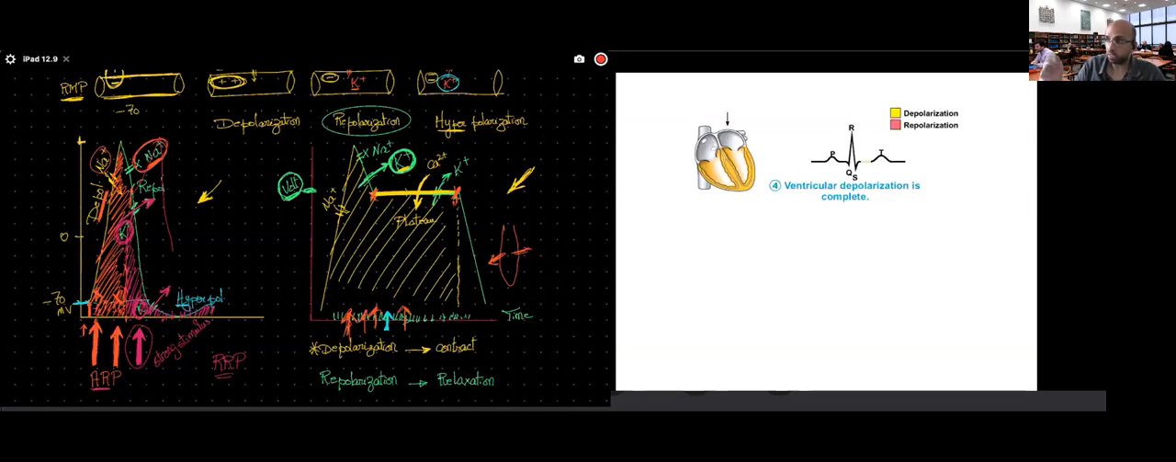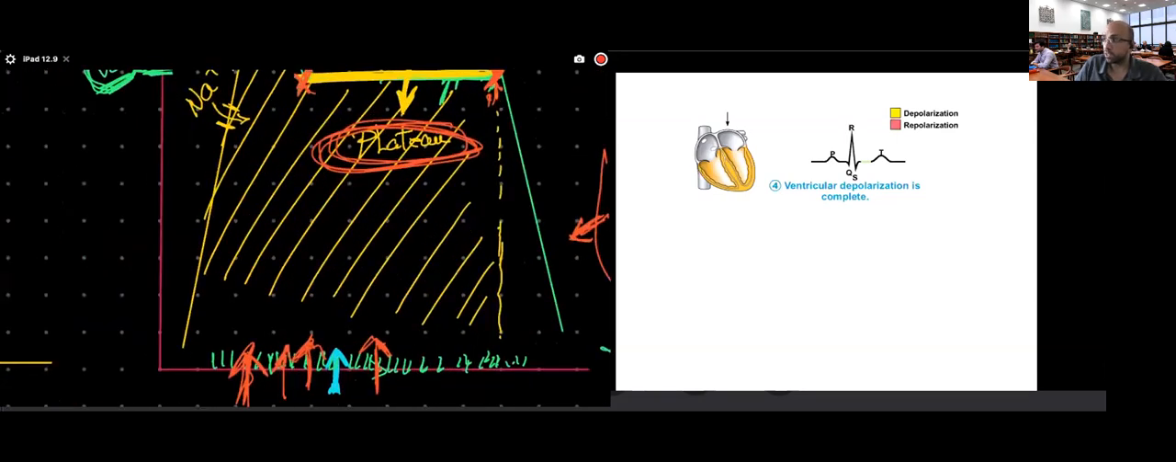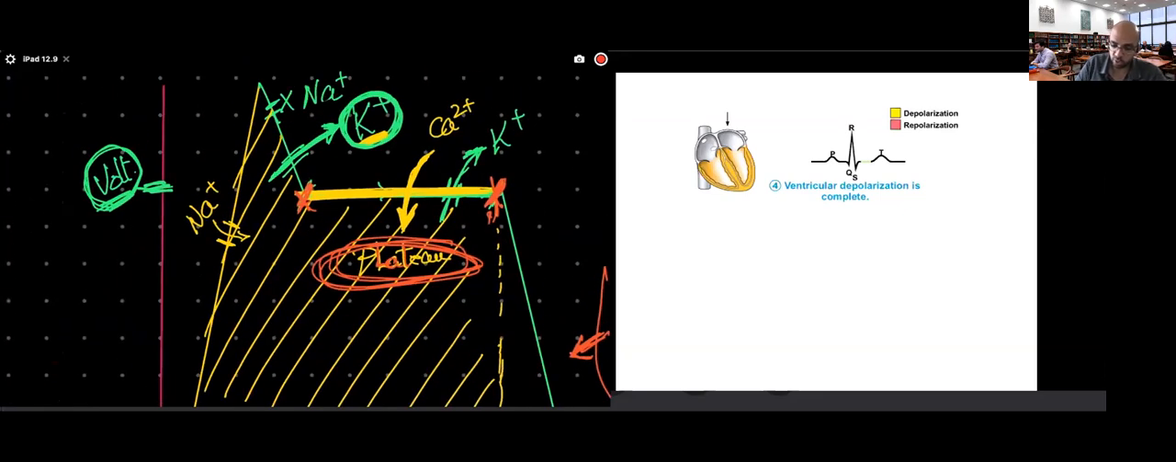So what prolongs, again, the repolarization phase in the cardiac muscle cells is the presence of what phase of the action potential? My plateau phase. And again, what is the ion responsible for allowing the formation of the plateau phase? Again, it's my calcium.